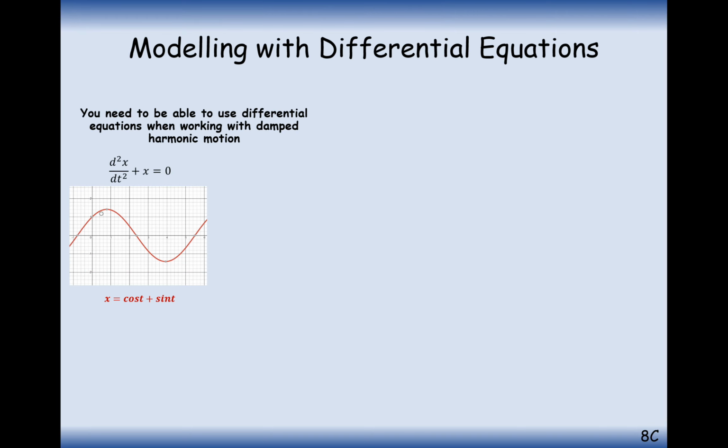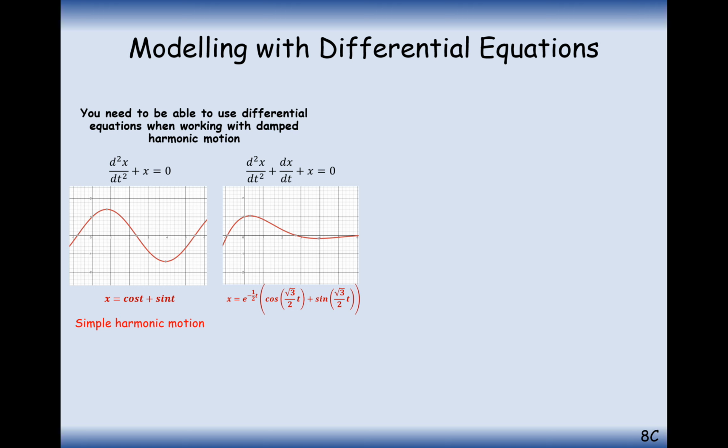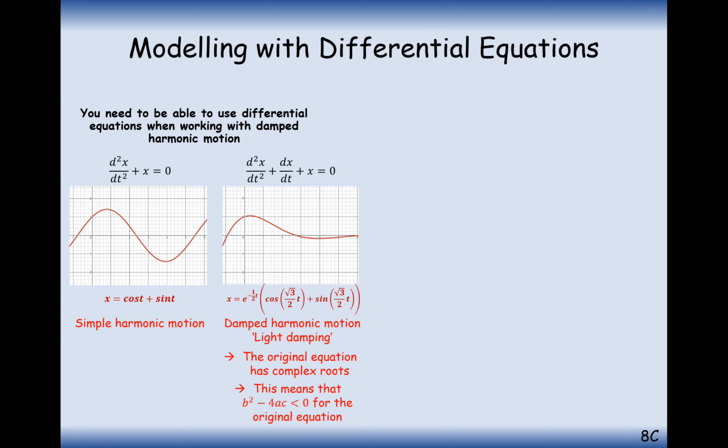Okay, so we've had three different forms there. The first one was simple harmonic motion, and it's just going to oscillate around the x-axis forever and ever. When we have complex roots, it's just going to lightly oscillate around the x-axis. It's going to be lightly damped. It's going to very slowly move its way down towards the x-axis so that it doesn't have any displacement anymore. The original roots were complex in this case, which effectively means that b squared minus 4ac is less than 0.